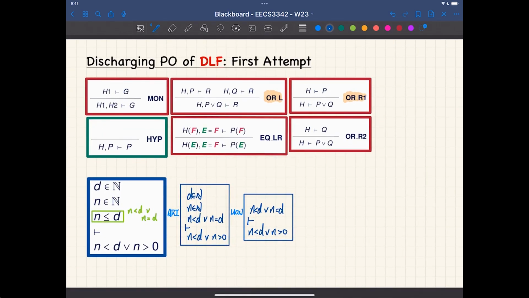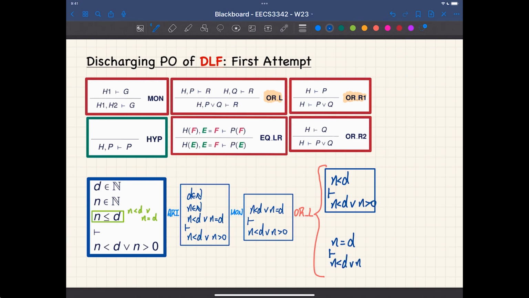So what I'm gonna apply will be called ORL. That one there is going to produce two sequents. All right, let's do one by one. So you can think about this guy here, sorry, this guy here is like the P. This guy here is like the Q. All right? So I'm going to put number one, n less than d. The other one will be n equals d. And then the goal remains the same: n less than d or n larger than 0. Okay, this is one, and then turnstile, n less than d or n larger than 0.